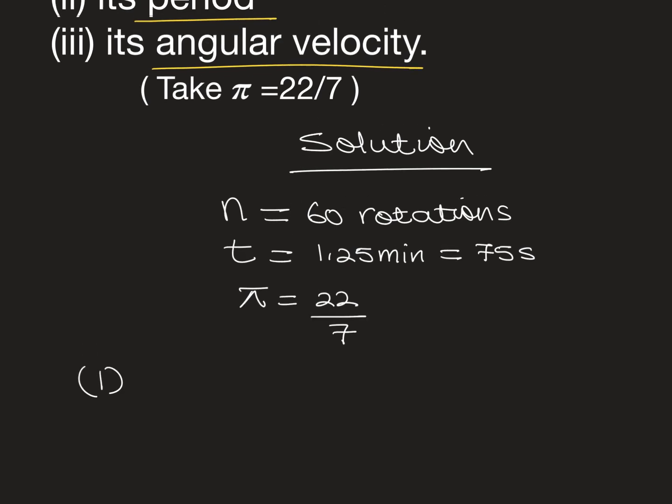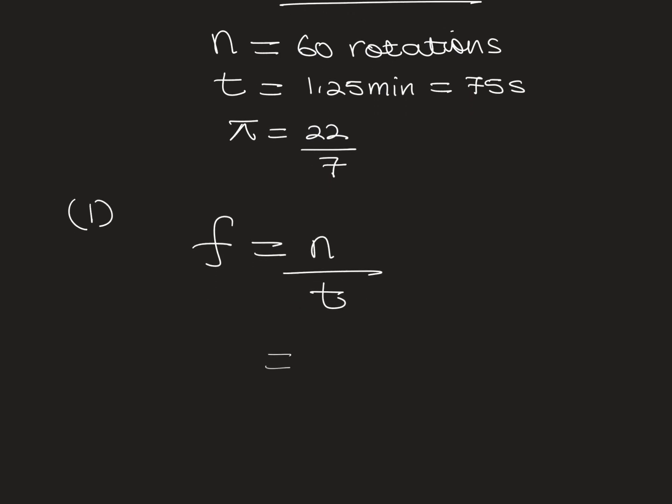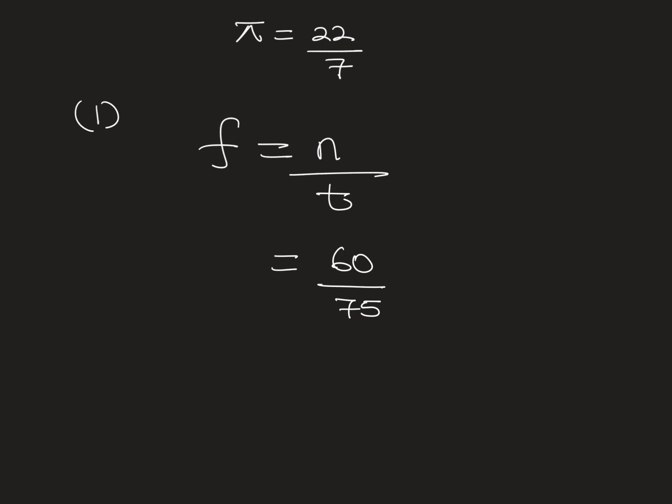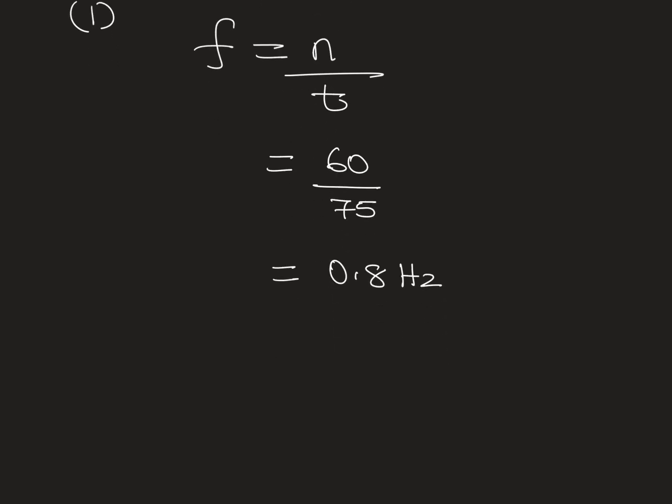Question 1 asks us to find the frequency. The frequency is equal to the number of rotations divided by the total time. So that is going to be 60 divided by 75. And 60 divided by 75 is 0.8. So that is 0.8 hertz.